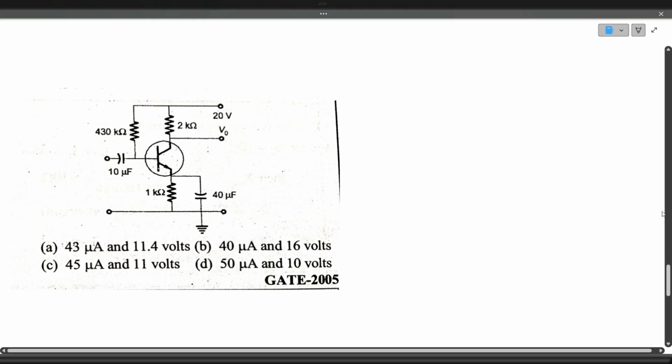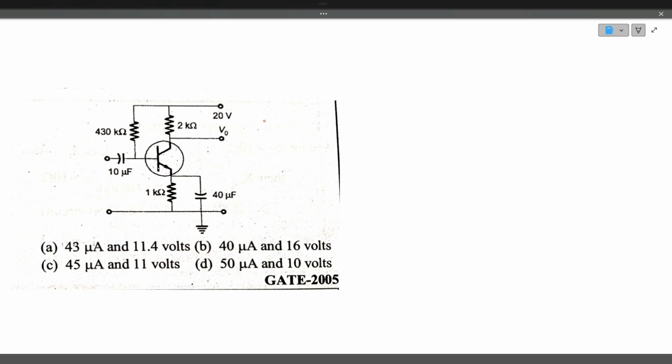We'll see the next question. So in this question, I'll give you the complete question. Here it is given that beta is equal to 50, VBE, base emitter voltage, is equal to 0.7 volts. He is asking us to find the base current and the collector voltage. Collector voltage in the sense here, PC. At this point, what is the collector voltage or output voltage. Now let's see that in great detail.